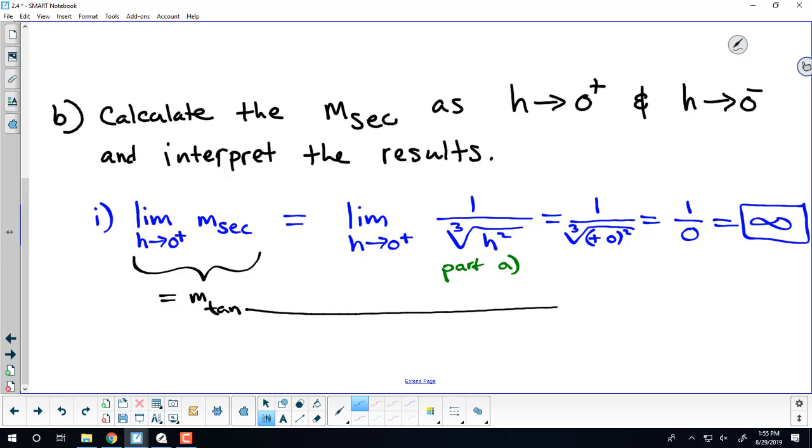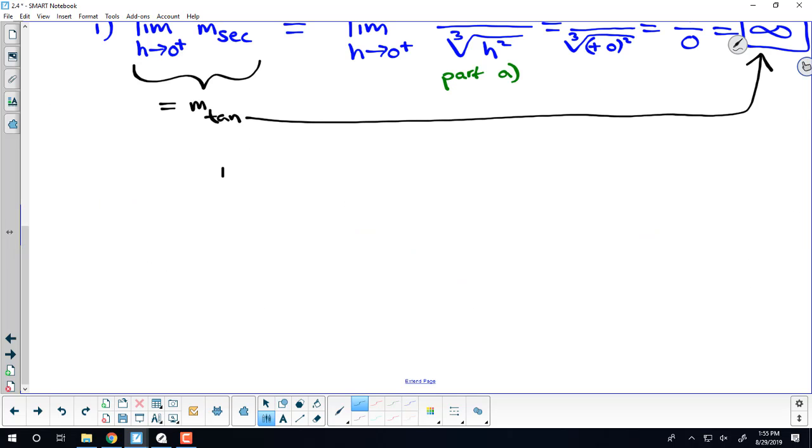So this is the slope of the tangent line. Let's say this: that is the slope of the tangent line, it is vertical as h approaches 0 from the right. So maybe let's make a little bit more sense of "as h approaches 0 from the right."